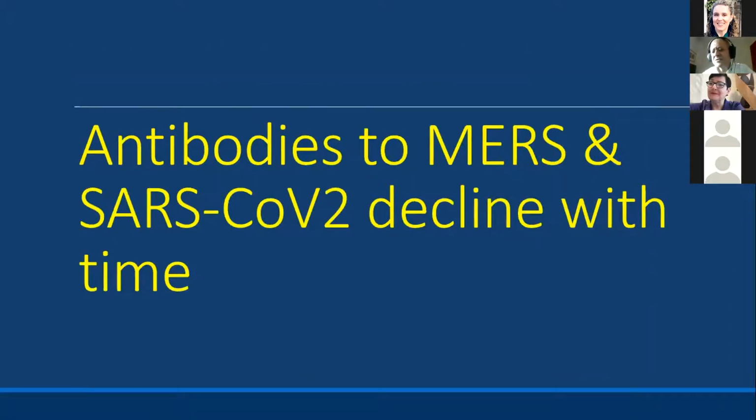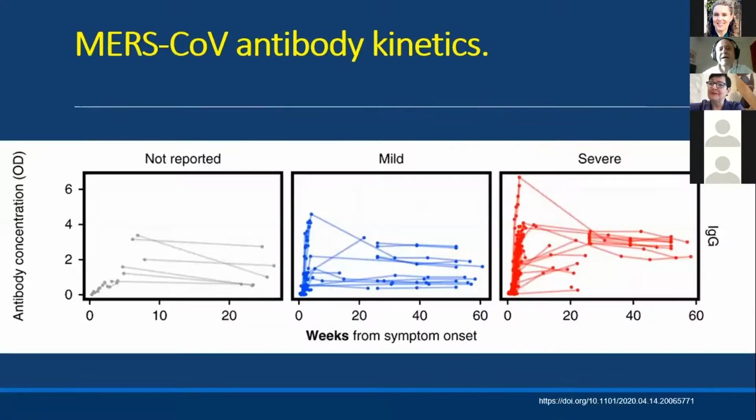It is very interesting to note that the antibodies to both MERS and SARS-CoV-2 decline with time. And we noticed in our setting, where we have in our hospital more than 270 healthcare workers infected with the MERS-CoV, after 1 year of symptom onset, none of them had the antibodies to MERS-CoV. The antibodies completely disappeared.